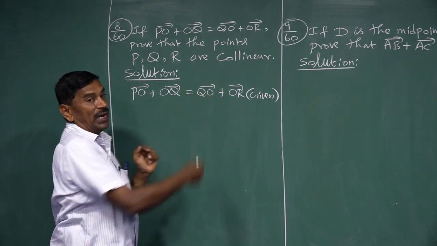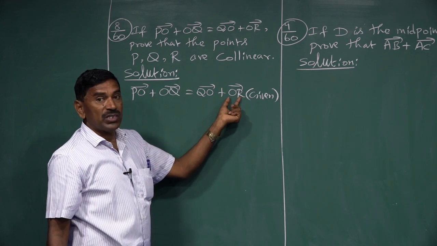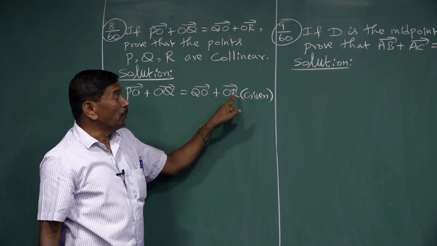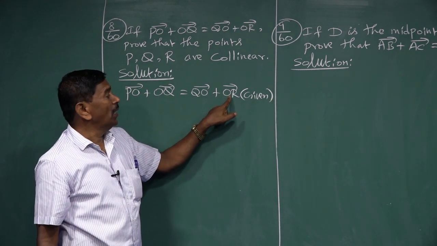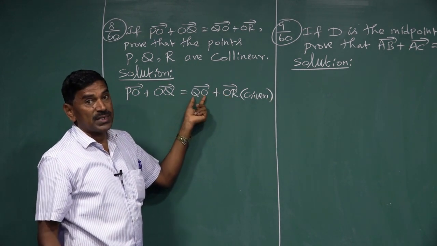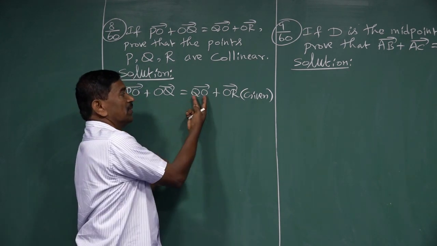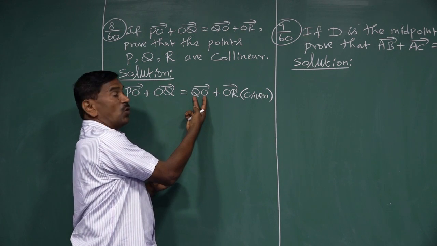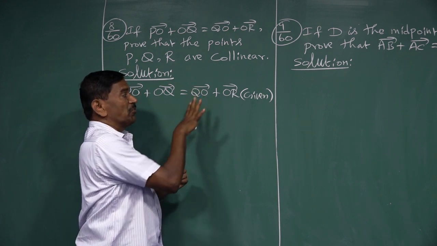Okay, similarly come to right hand side. Here OR vector. OR vector means what? Yes, the position vector of R with respect to origin O. Yes, it is in the standard form. But the QO vector is not in the standard form. How to make standard form? Yes, reverse it. That is QO vector is equal to, yes, minus OQ vector. That's all. So that is our preparation.